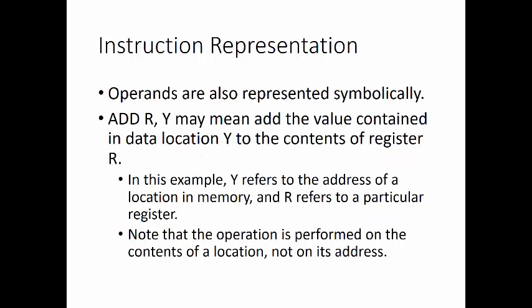So we can also represent operands symbolically. For example, add RY may mean add the value contained in data location Y to the contents of register R. In this example, Y refers to the address of a location in memory, and R refers to a particular register. Note that the operation is performed on the contents of the location, not its address, and that's a distinction you probably remember from CS410 when we talked about pointers, that addresses are different than the values stored at those addresses.